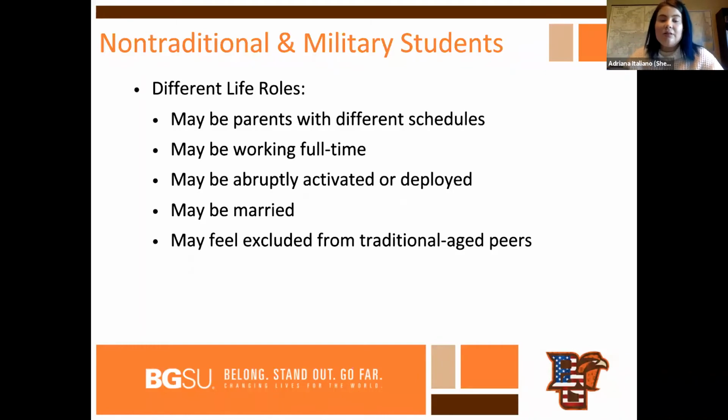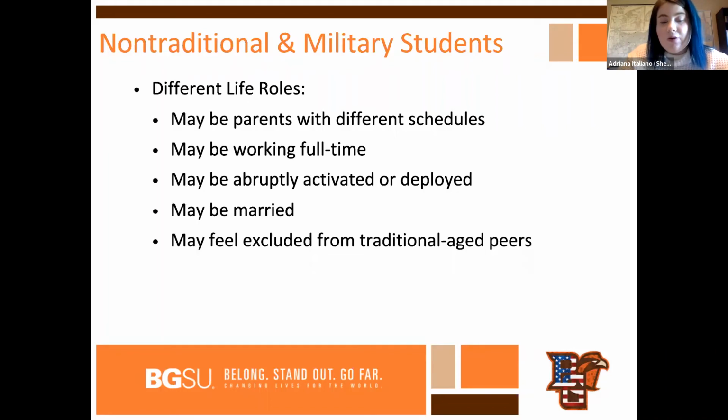So keeping in mind their different life roles, oftentimes these students may be parents and have different schedules. They may be working full time, and being engaged fully in a student organization, maybe in a leadership position, may be more difficult. They may be abruptly activated or deployed, especially in times of COVID. We did have many students that were activated in our Ohio National Guard, and some had less than 24 hours to figure out classes and student org requirements and everything to then be helping our communities.